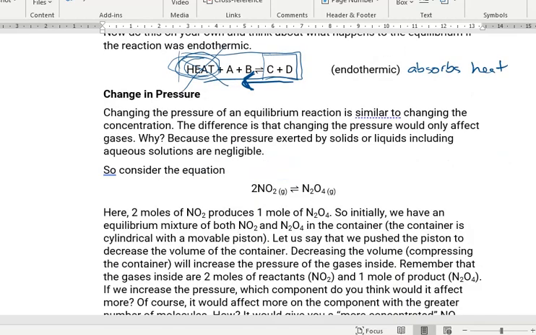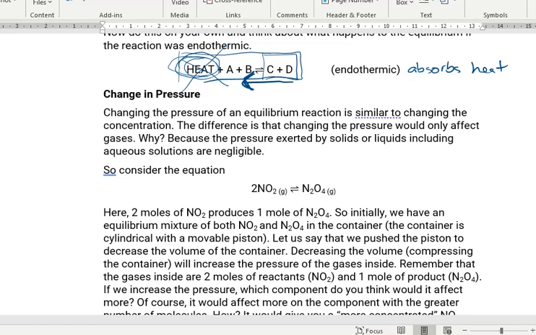Okay, now the third way to disturb an equilibrium system is to change the pressure of the system. Now, changing the pressure of an equilibrium system is just like changing the concentration. But the thing is, in changing the pressure, it would only affect gases. Like if we have chalk, chalk is a solid, right? If we apply pressure to the chalk, like we push the chalk, will it experience the pressure? Yes, but did it affect the chalk? It did not, right?